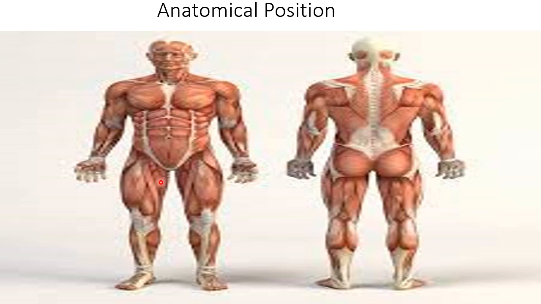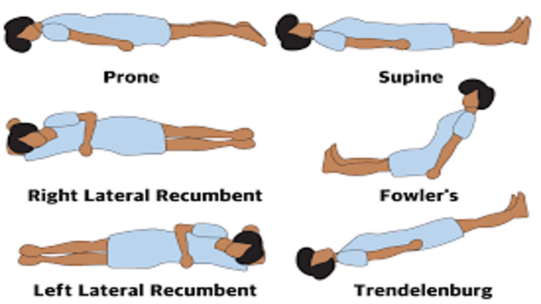So if someone tells you to stand in anatomical position, this is the standardized way of standing. Now there are other positions that we are going to look at. These are some of the positions again. In a prone position, the patient is lying with the face facing down in this manner. Then in a supine position, when I say lie in supine position, your face is facing upwards like this. Then when I say you lie in a right lateral recumbent position, this is the position, okay?